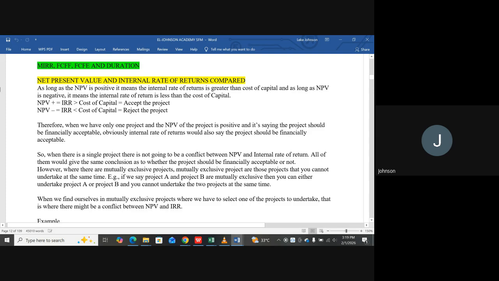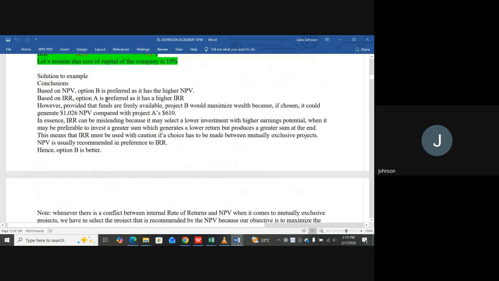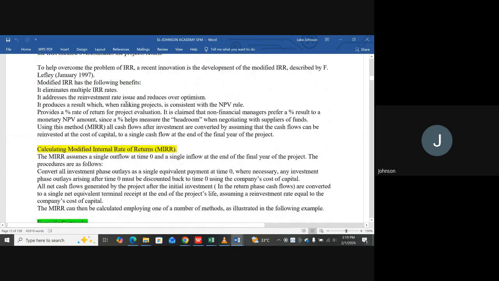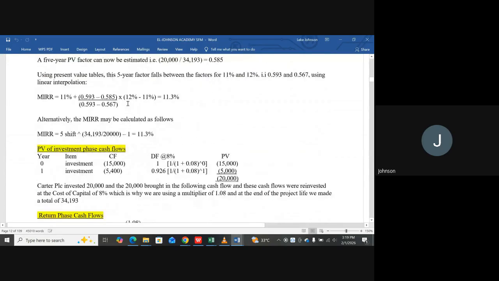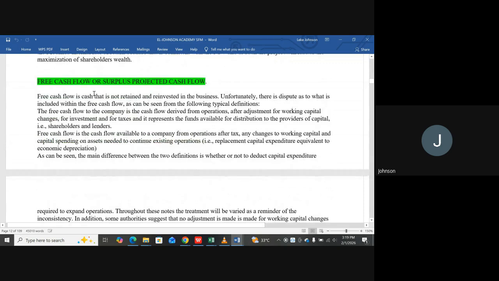Free cash flow. We are not going back to modified internal rate of returns. We've done that. We talked about net present value versus the internal rate of returns compared. We have looked at all those things. Then we are looking at free cash flows now, which we are going to go straight to. So this is where we are starting from: free cash flows and surplus projected cash flows.